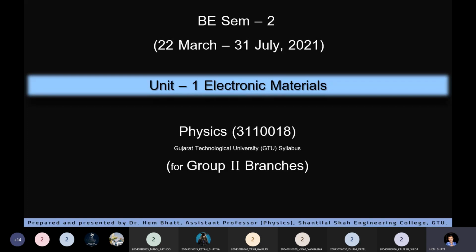3110018 is the code for physics of group 2 branches, that is soft branches. Out of 5 course outcomes, the first one, that the student will be able to gain knowledge and understand basic mathematical theoretical concepts of electronic material, pertains to the first module.